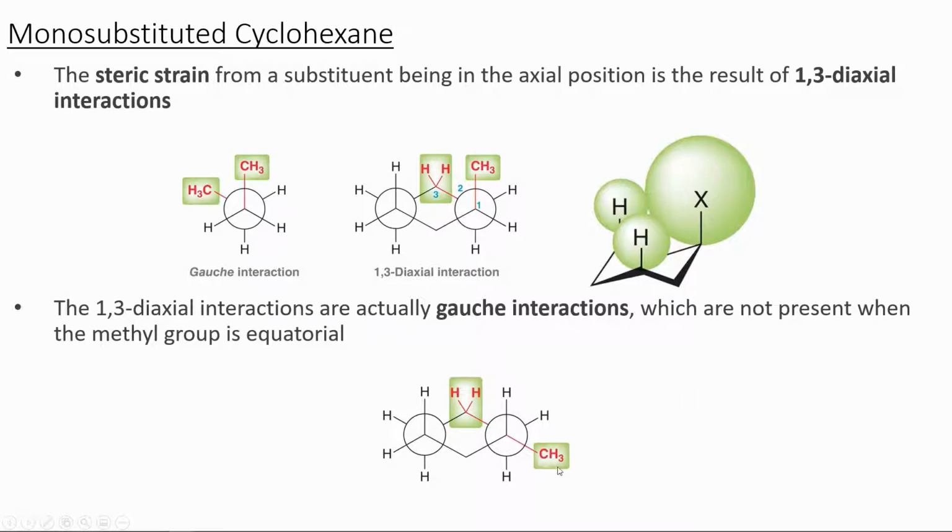And if we have the methyl in the equatorial position here, you can see it's pointed away, it's staggered with the methylene group, and so this is a very important way to minimize the amount of energy that's present there.